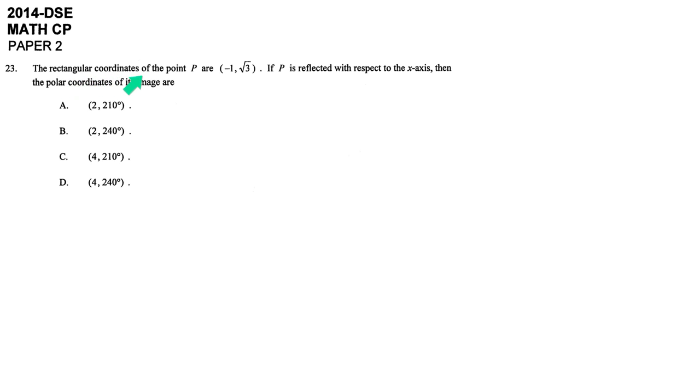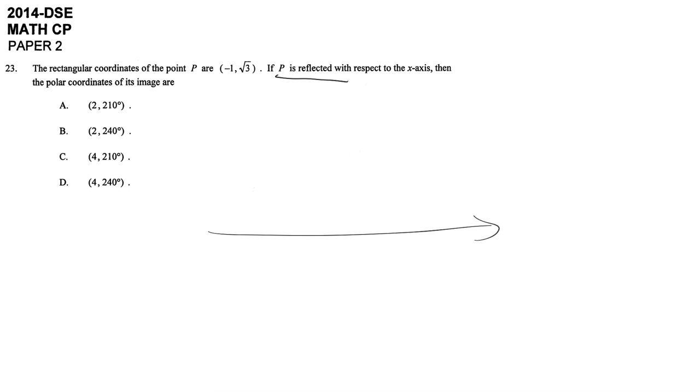The rectangular coordinate of a point P is this, and then if P is reflected with respect to the x-axis, we have to find the polar coordinate. So there are two requirements. First, you need to know how to reflect a point, and then the second problem is you have to change it to another system to locate the position, which is called the polar coordinates, with the distance and also the direction. So first, we finish the first part, how it is reflected.